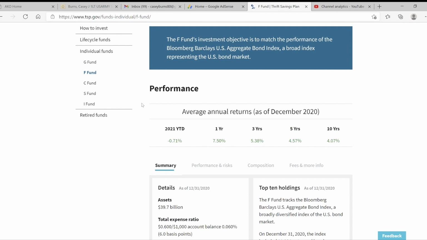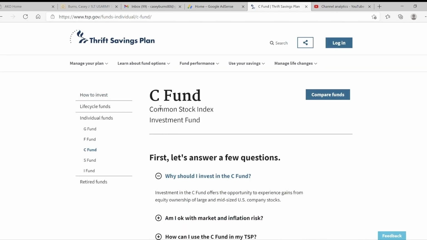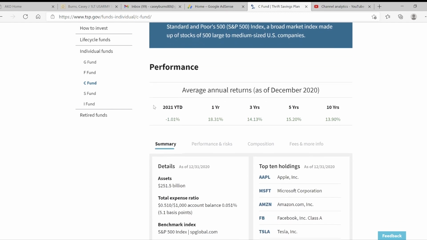What we're starting to see in the markets, this is a little bit deeper of an insight, is that bonds and stocks are starting to be a little bit more correlated with one another. They're starting to both be a risk asset. This is part of what they call the everything bubble. It's a result of the money printing that they're doing. But anyways, point being, the C fund is going to get you a much higher return than your F fund over a long period of time.